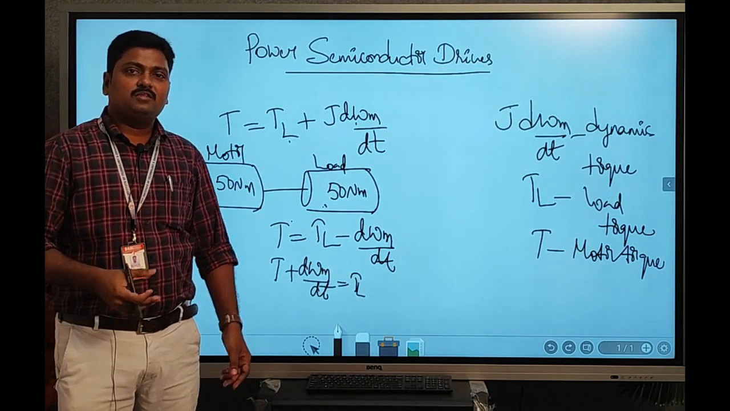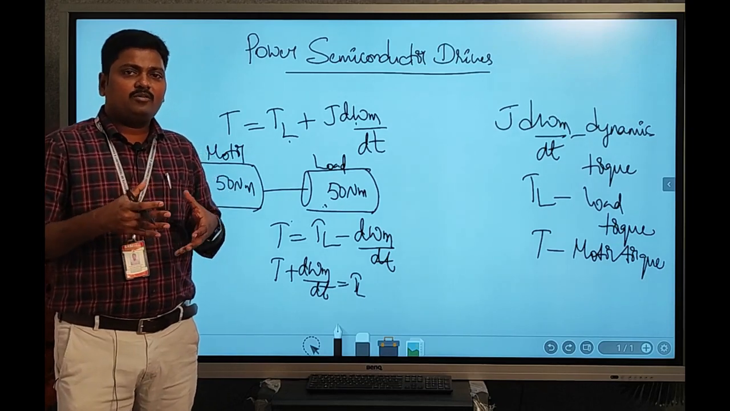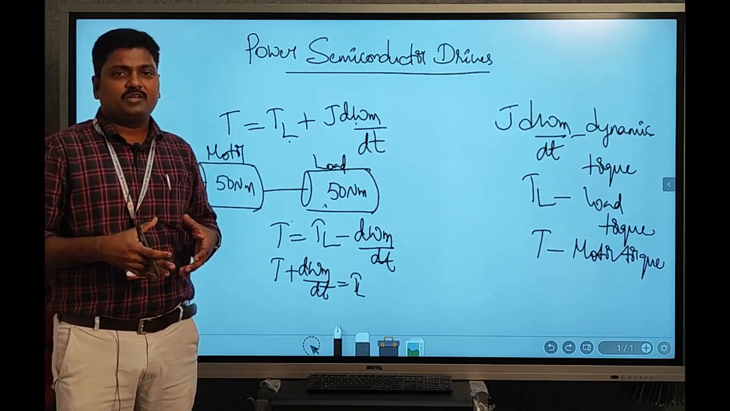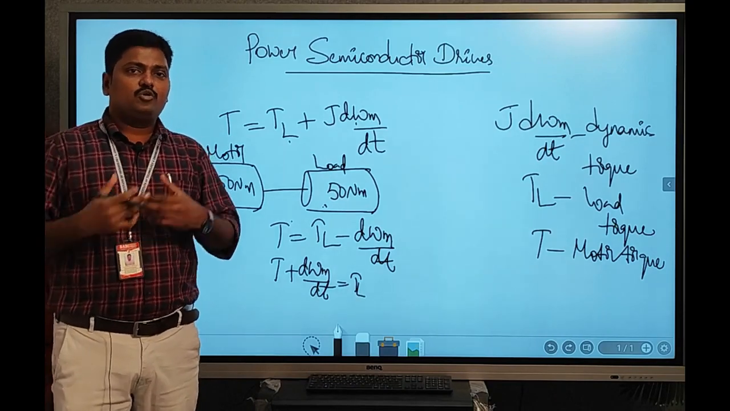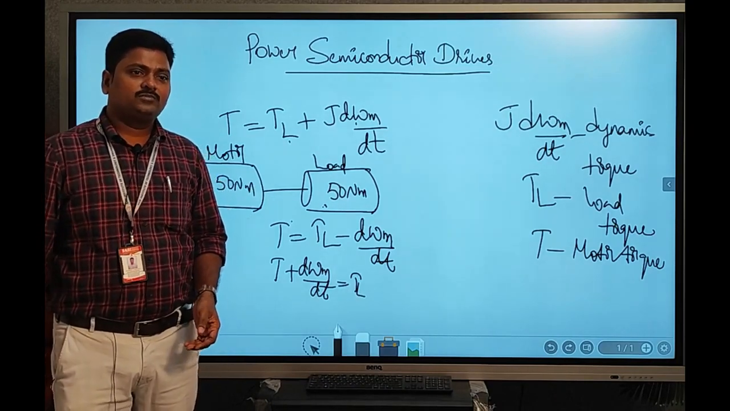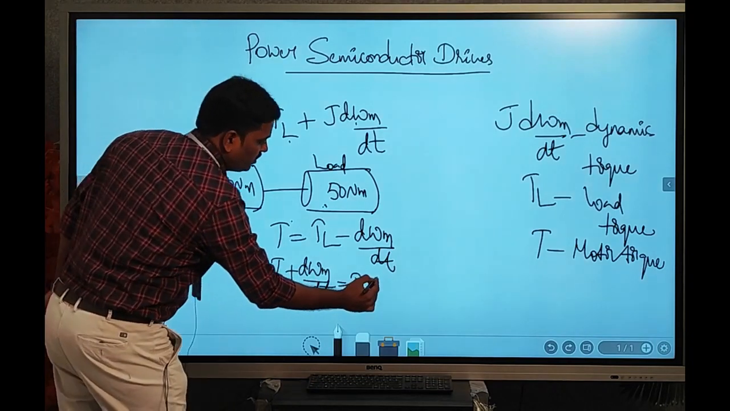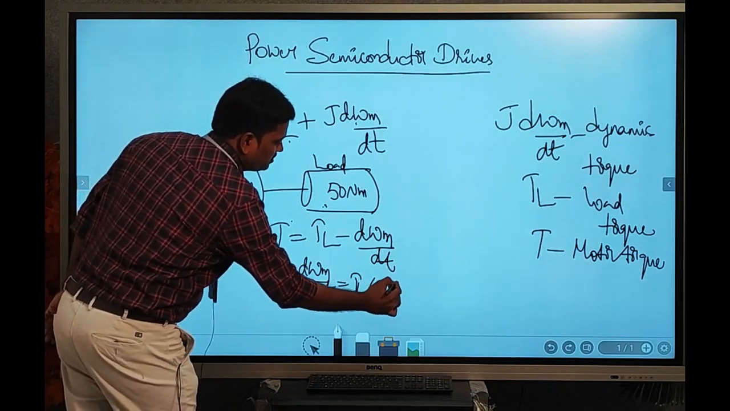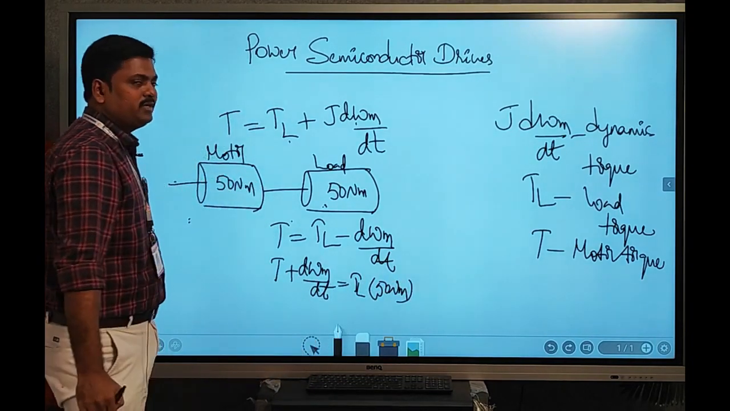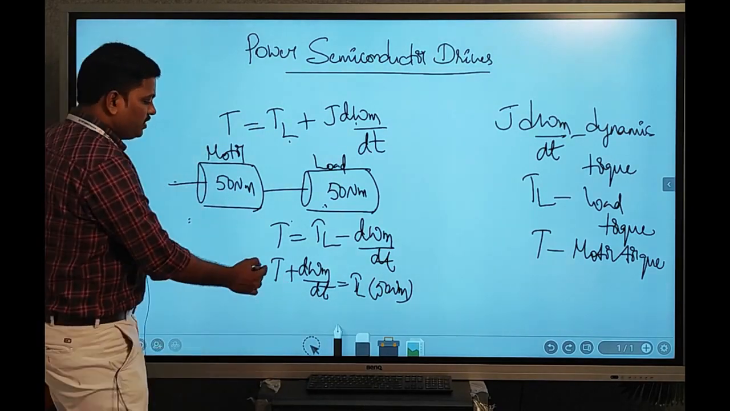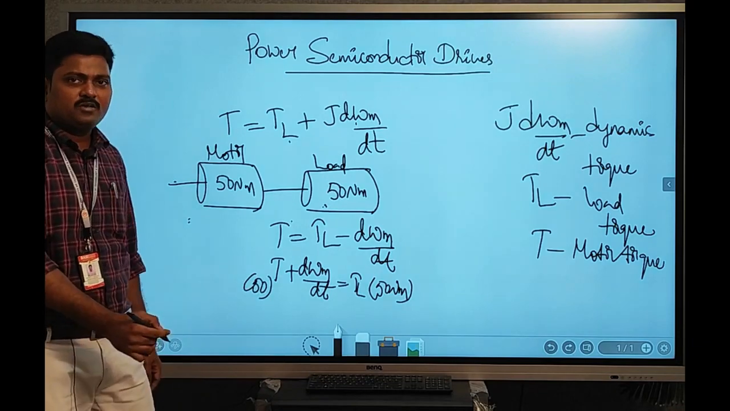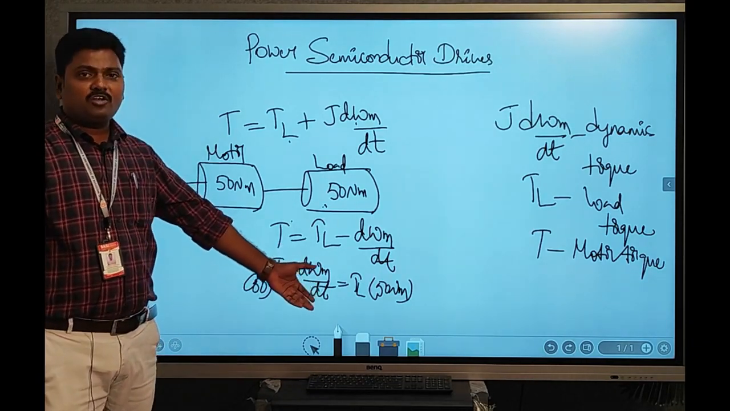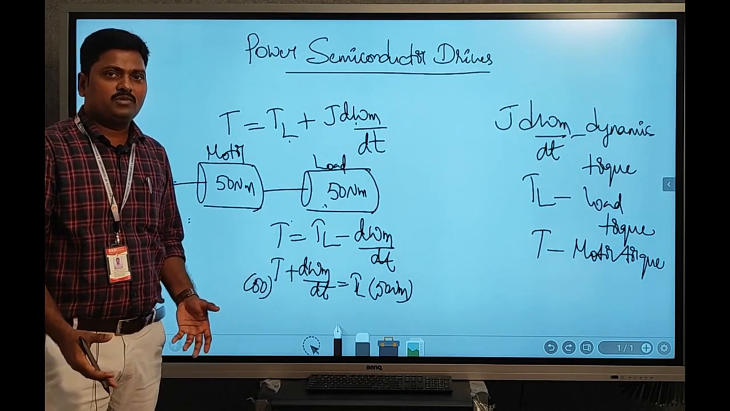In that case, the moment of inertia or the dynamic torque stored in the drilling machine will be helping your motor torque to drive the load. So in this case, if the load requires some 50 Newton meters, you need not take a motor that can produce 50 Newton meters, because the dynamic torque of the machine itself is helping you.